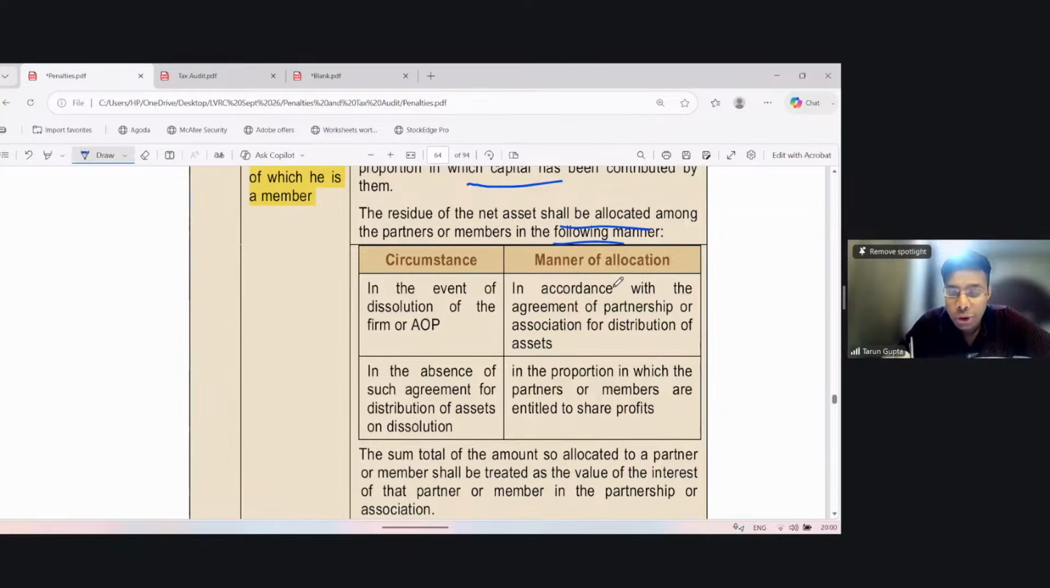The manner of allocation is in accordance with the agreement of partnership or association for distribution of asset. In the absence of such agreement for distribution of asset on dissolution, if there is no such dissolution ratio, then the allocation shall be in the proportion in which the partners or members are entitled to share profits, in the profit sharing ratio. So, understood?